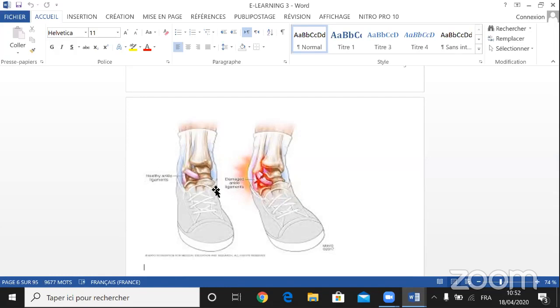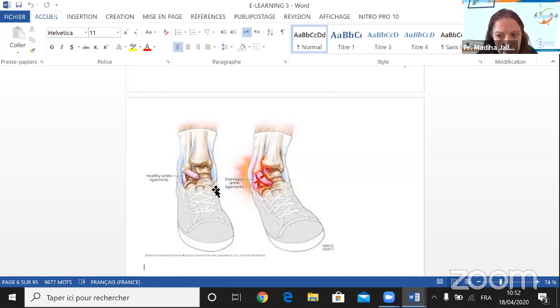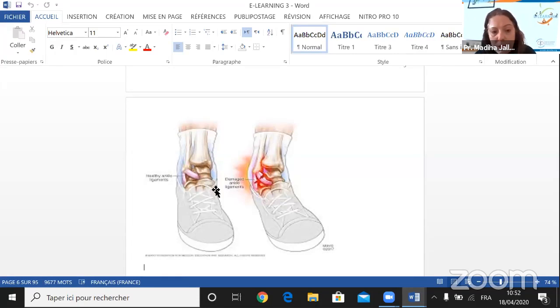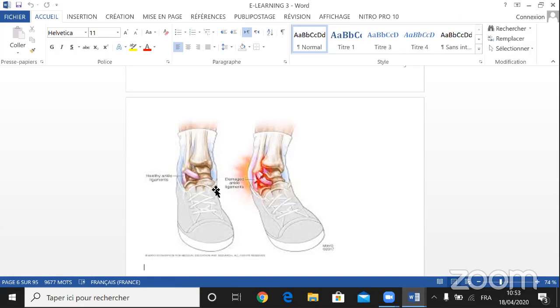The one on the right. Let's speak about the one on the right. The ligament here is damaged. Good. Here, the ligament is damaged. And the one on the left, the ligament is healthy. It's not damaged. So here the ligament is damaged, or the ligament is broken. You can use the word broken.